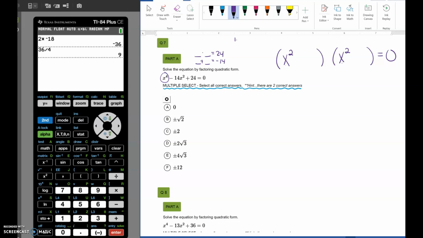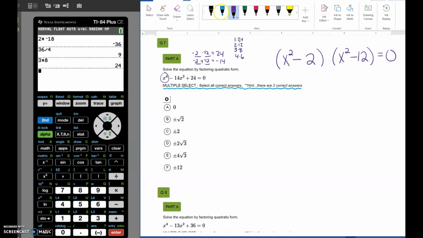So 24, we've got 1 times 24, 2 times 12, 3 times 8, I think, right? I'm questioning my, yep, and 4 times 6. -2 and -12 would give us +24 when we multiplied and -14 when we added. So this is x squared minus 2, x squared minus 12.